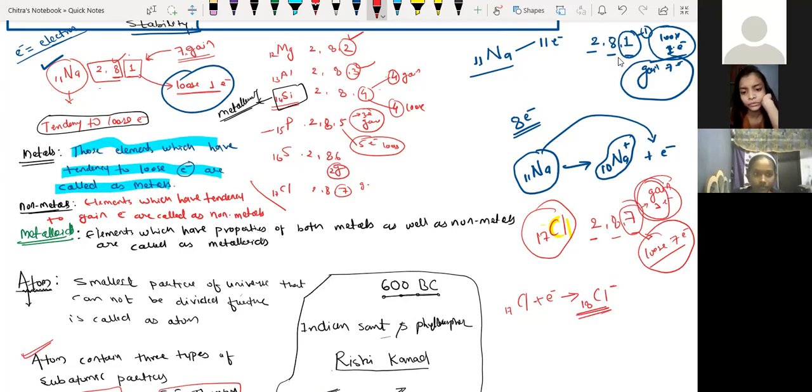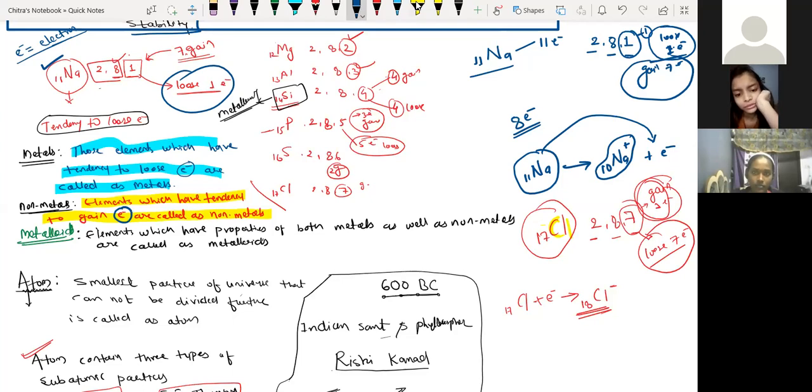Yes. So all the elements which have a tendency to gain electrons are called non-metals. So here we have the definition: elements which have a tendency to gain electrons are called non-metals. For electron we are using that e negative sign. This e negative sign represents the electron. So those elements which have a tendency to gain electrons are called non-metals.